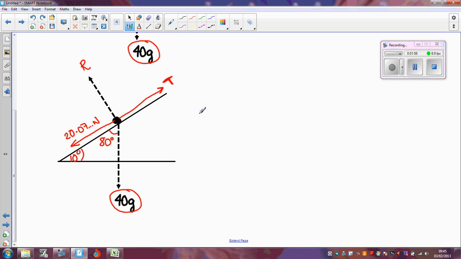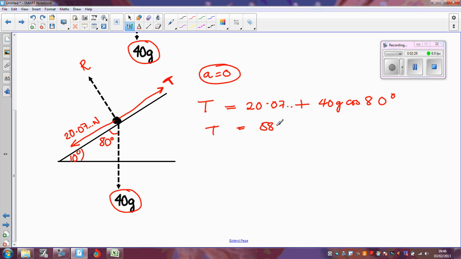Okay, so what we're trying to find, constant speed, in other words acceleration is equal to 0, which means that the forces acting up will equal the forces acting down. Acting up the slope is just the tension in the rope. Acting against that is the frictional force, so that's the 20.07, and also the component of the weight, which is acting in a downward direction, because that's tending to oppose the motion up the slope. In other words, the 40g cos 80 degrees. And if you work that out, it comes out as 88.14. In other words, the tension in the rope is 88.1 newtons.